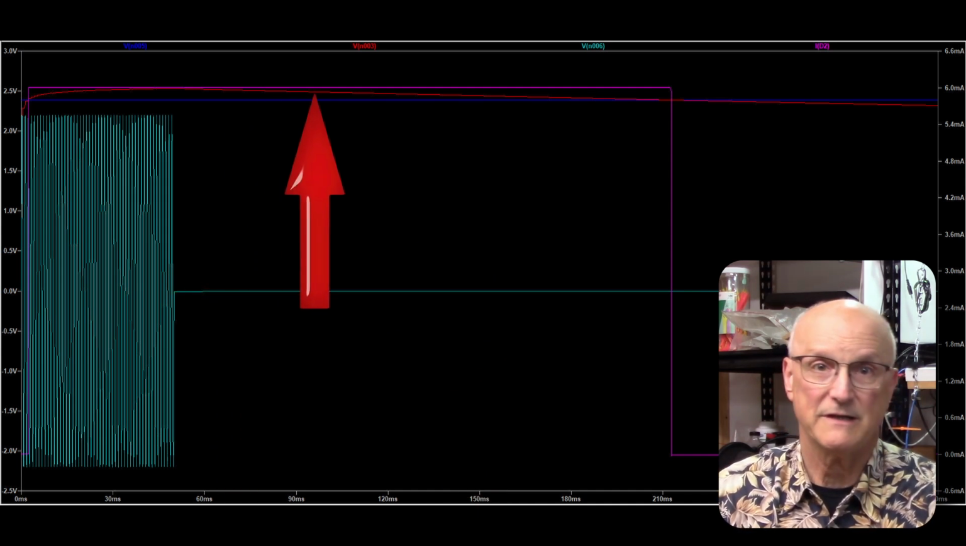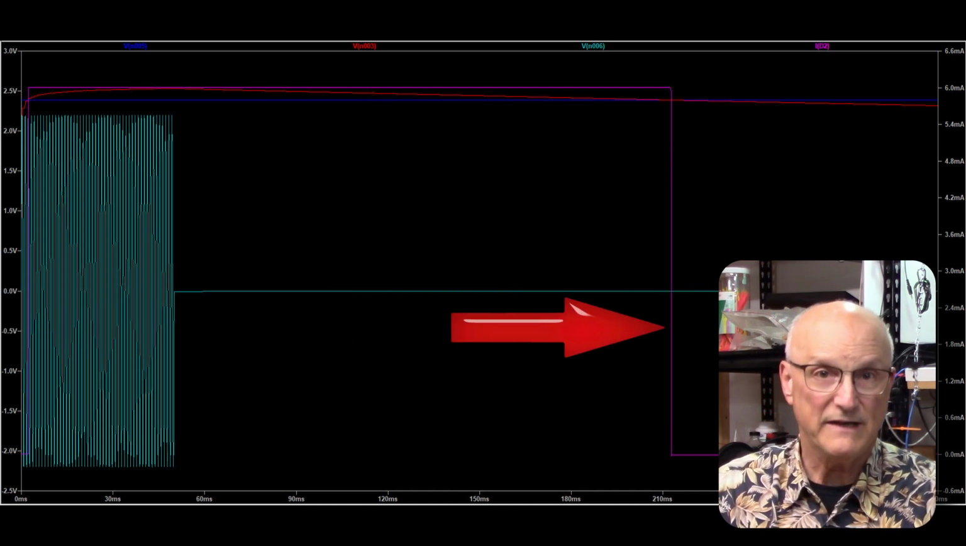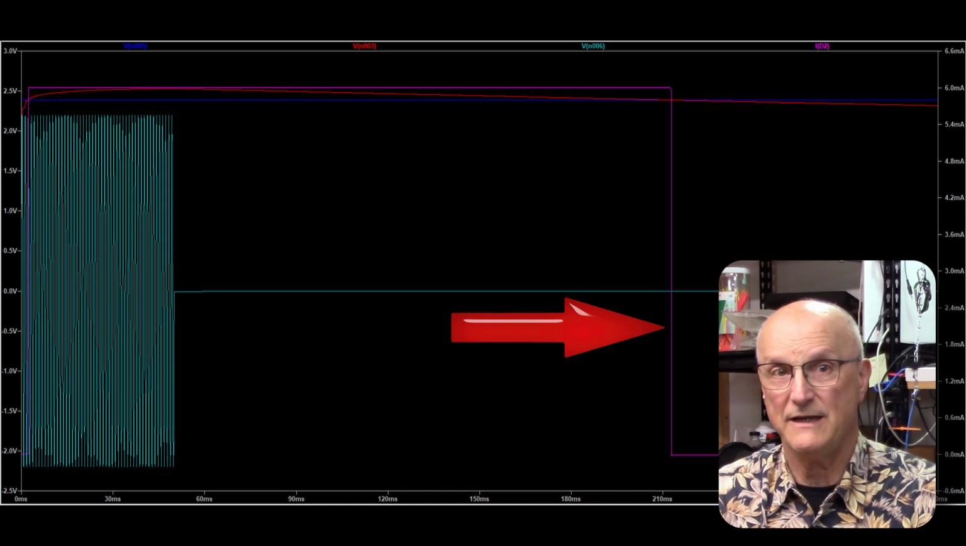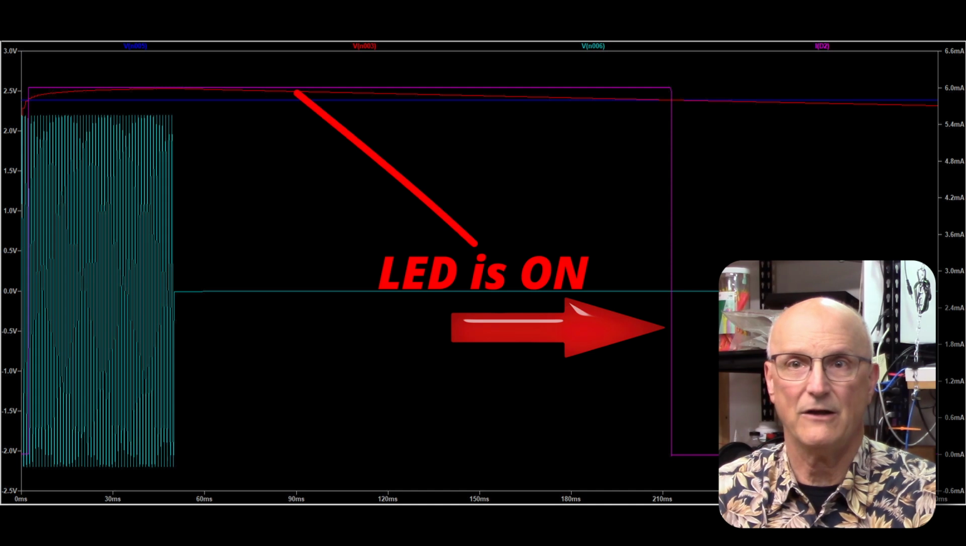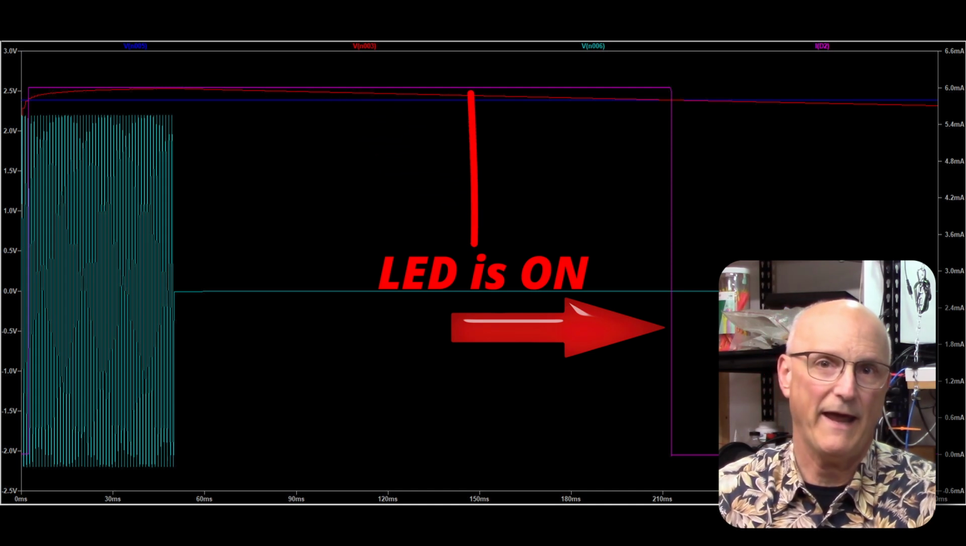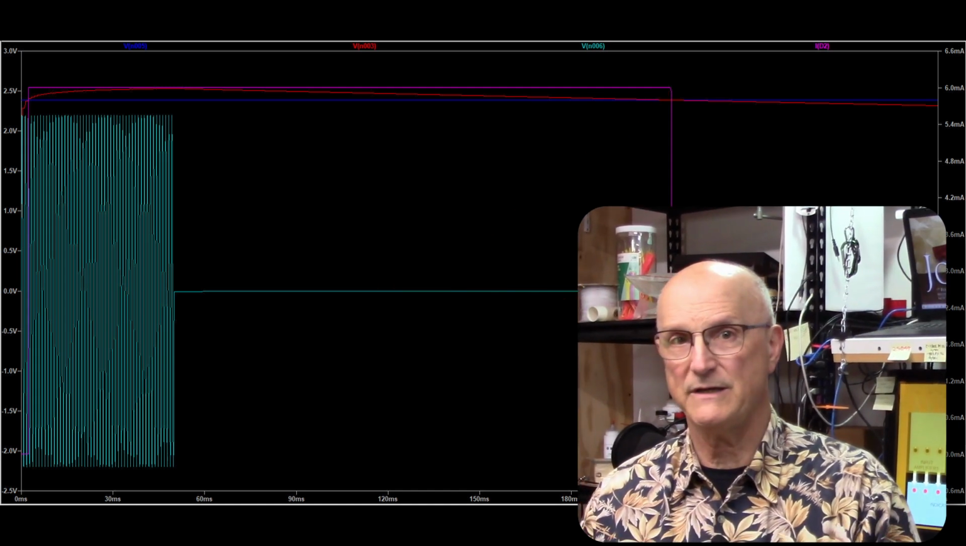And here, this is the output voltage of the peak detector. And this is the current through the LED here. You can see that the LED will stay illuminated for a period of time after the peak voltage goes away. This completes the initial design of the peak indicator's portion of the indicator's function block. Now we get to turn our attention to the output level meter.